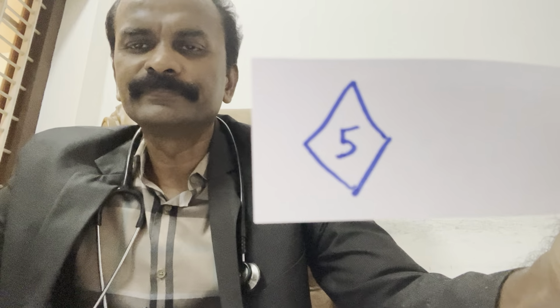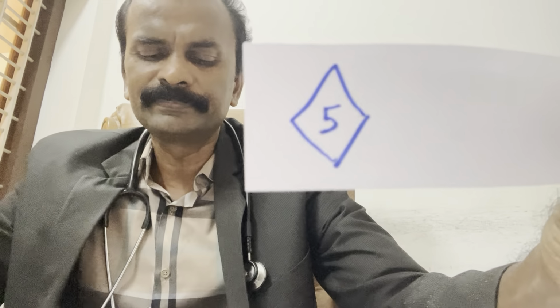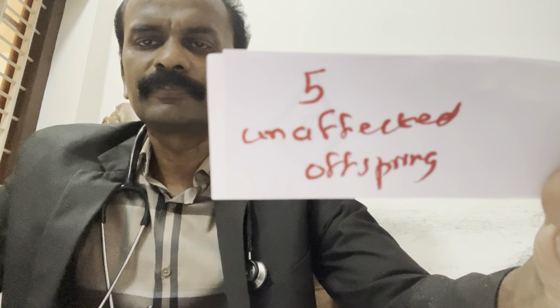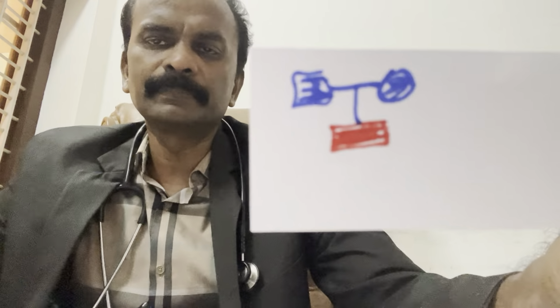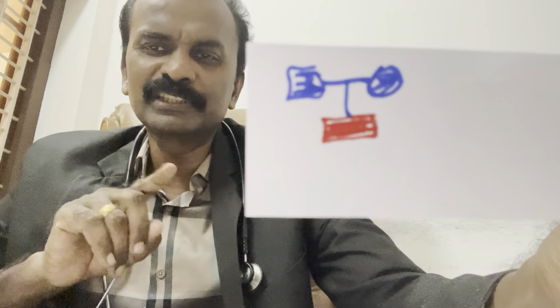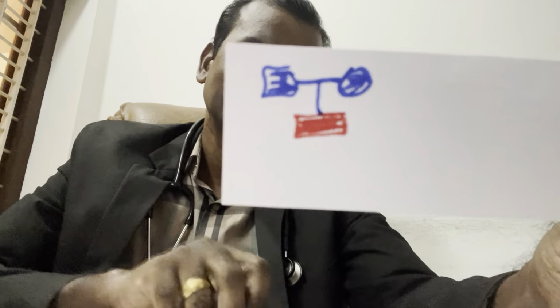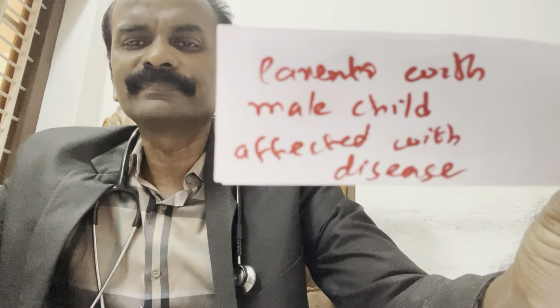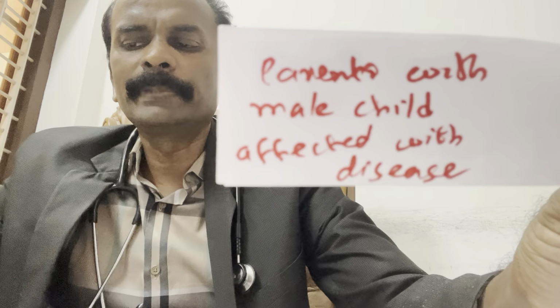What does this mean? 5. Like this, what does it mean? 5 unaffected offspring. What does this mean? Any idea? Red is square. Parents with a male child affected by the disease.